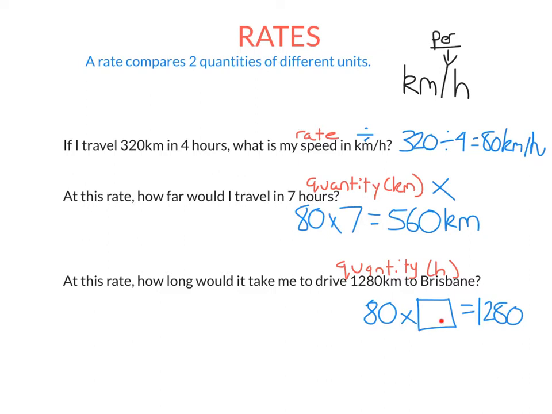So to figure out what goes in the box, as I said, we divide. So we divide when we're finding the second quantity. So it's 1280 divided by 80, and that actually gives you 16.